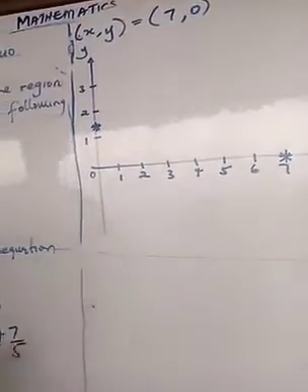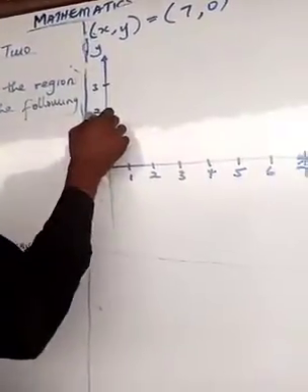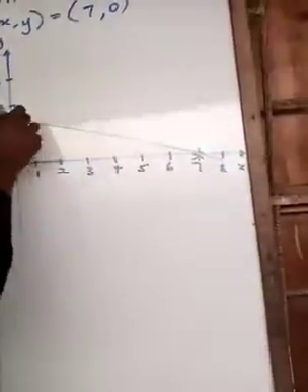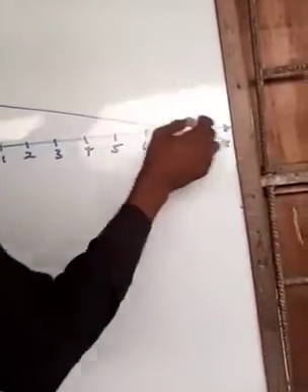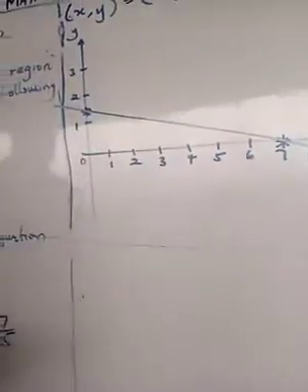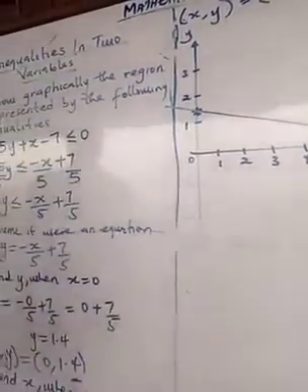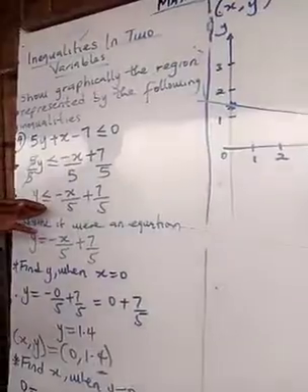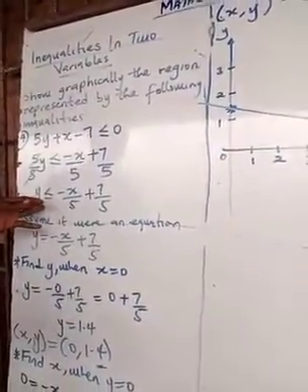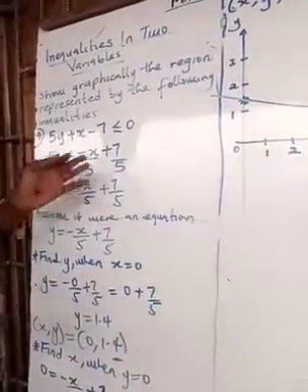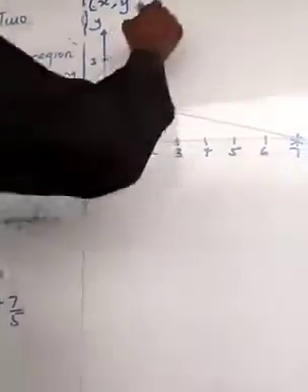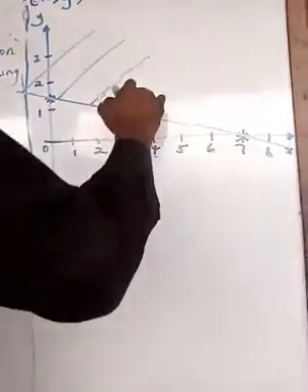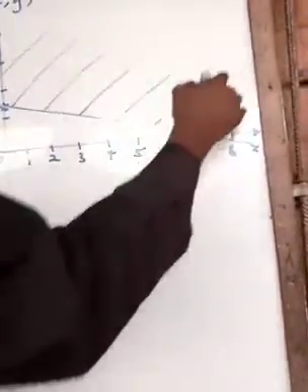So you join those two points. Use a continuous line, a straight one. It's just a sketch. So now, how do we know where to shade? Now this is less than. When we made y the subject, it is less than or equals to. So that means you are interested in the part below the line. So that means you shade those parts above the line.